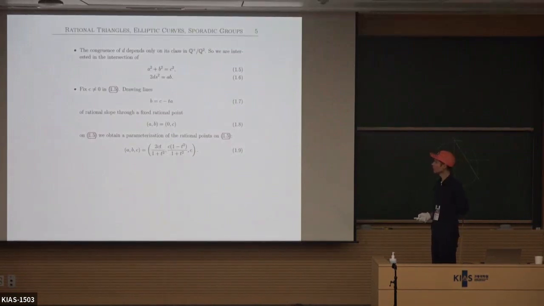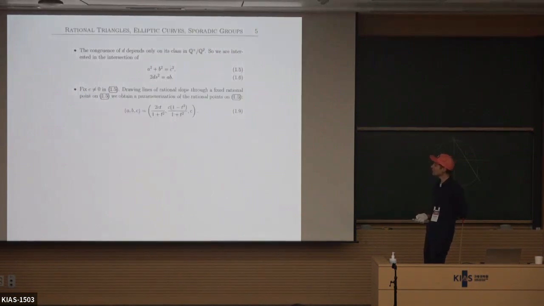You plug in rational values of c and t, and you get all the rational points a, b, c on that quadric, a squared plus b squared equals c squared. Okay. Now plug that into equation 1.6. All right. We get this. And yeah, I'm going to clear the denominators.